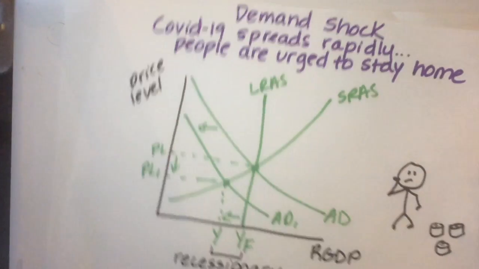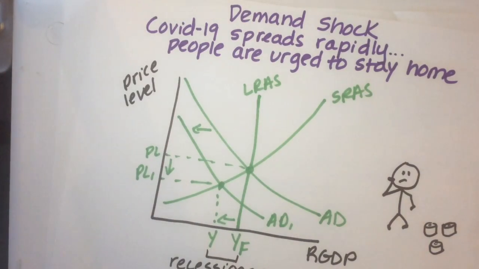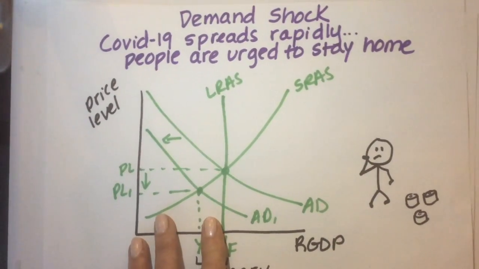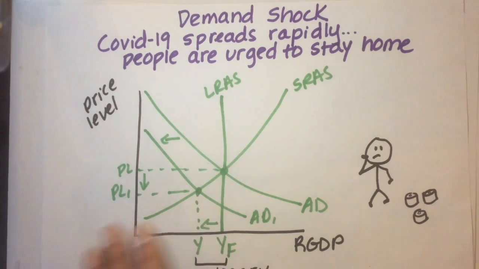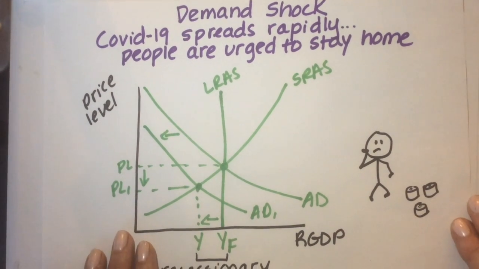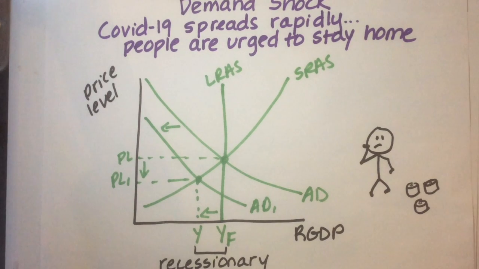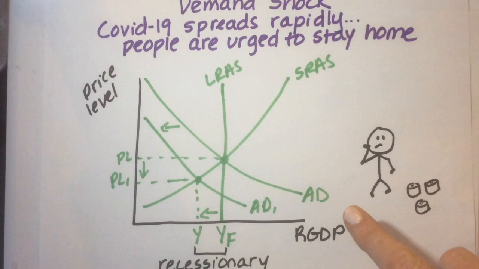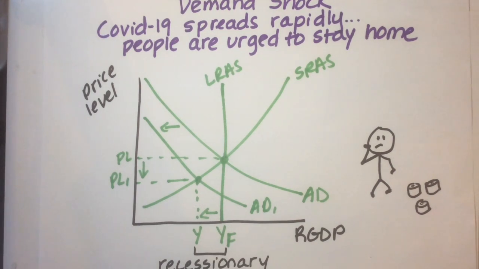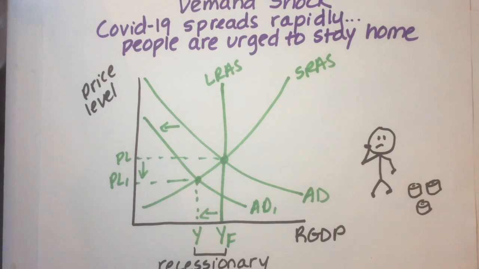What happened next was a demand shock. So COVID-19 starts to spread rapidly, people are told to stay home, and people who are at home are not spending anything. So firms are not making anything, and this is a demand shock. Remember that aggregate demand is made up of consumption spending from households, investment spending from firms, government spending, and net exports, which is exports minus imports.